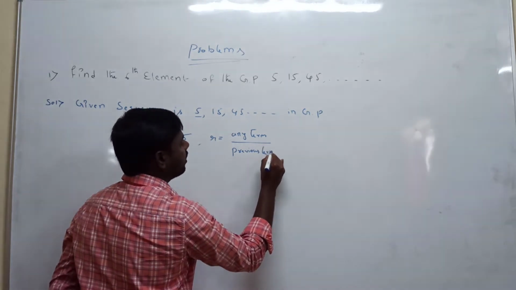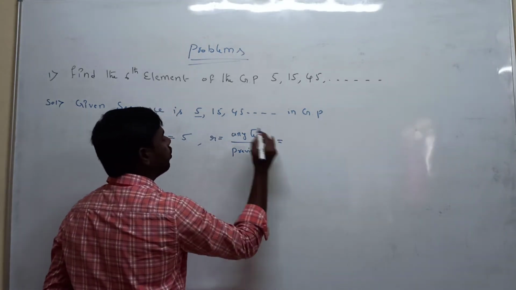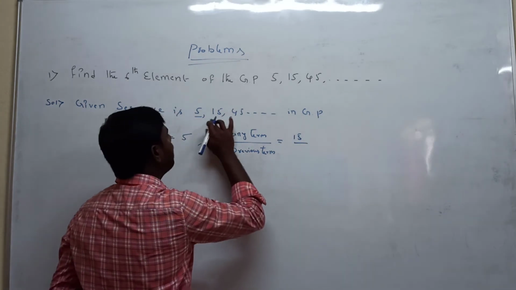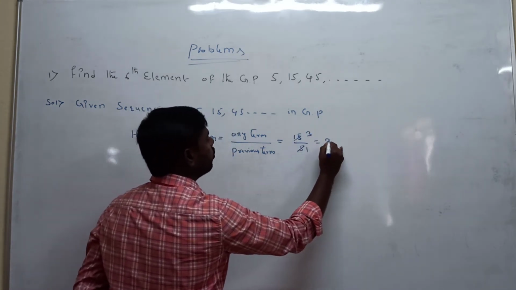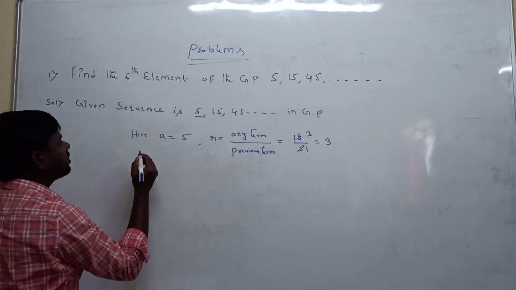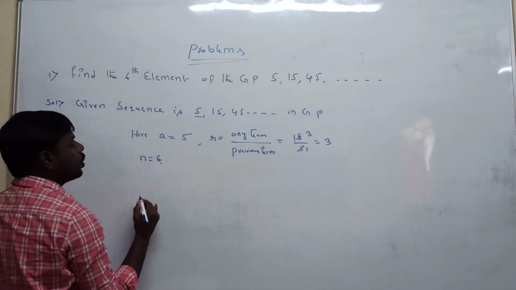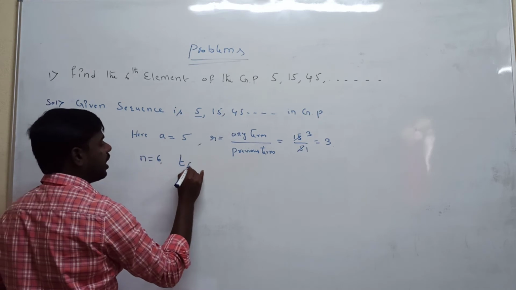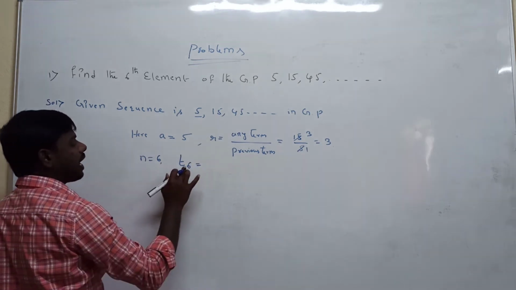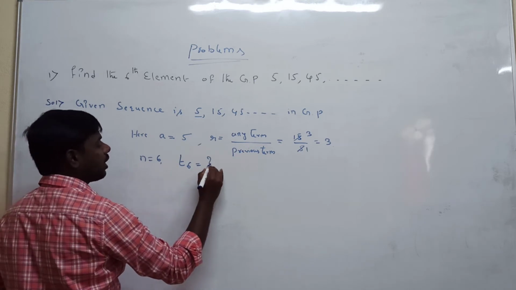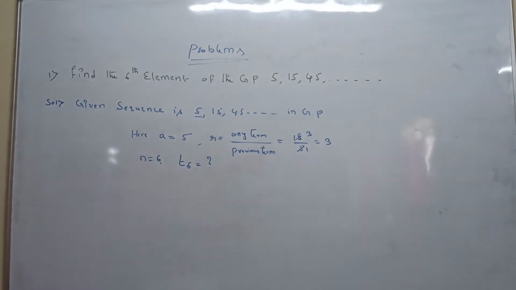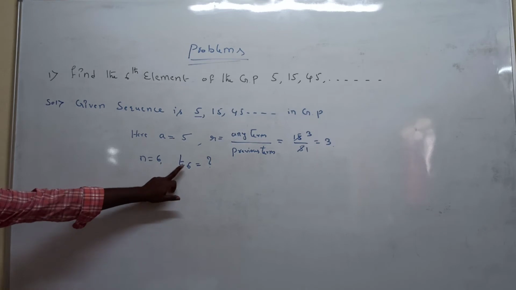So it is clearly a common ratio. R is equal to any term divided by the previous term, which is 5 times 3 is 15, so R is equal to 3. And n is equal to 6, as given. What are they asking? We have to calculate the sixth term.